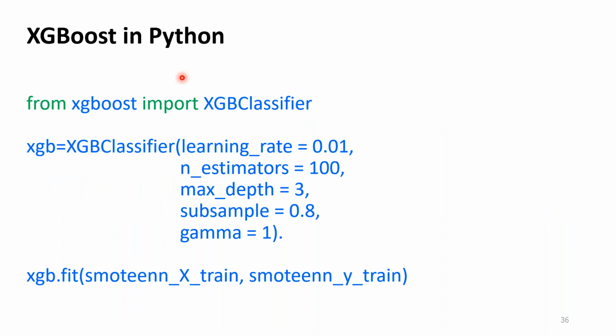In order to use XGBoost for classification, we need to import XGBClassifier from XGBoost. Here, I initialize the XGBoost classifier with setting learning rate, number of estimators, maximum depth, subsample, and gamma.